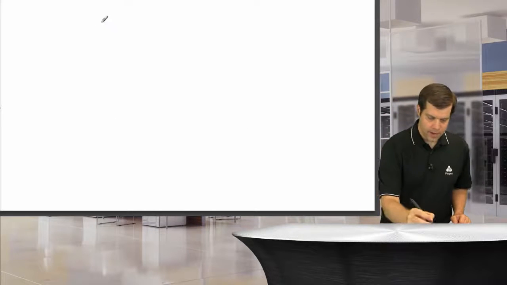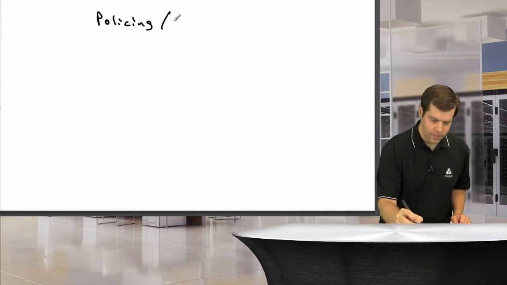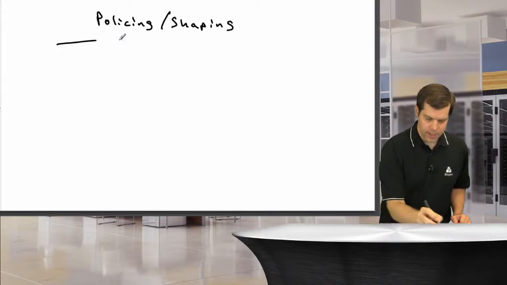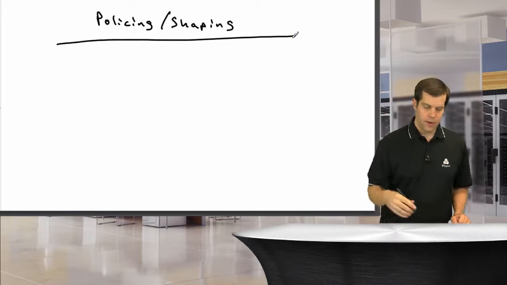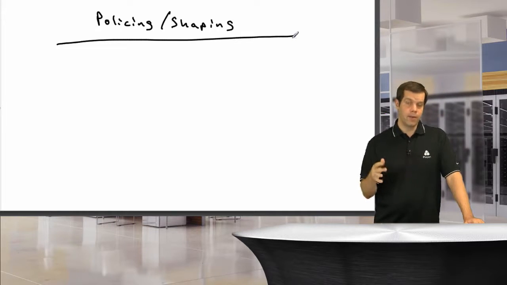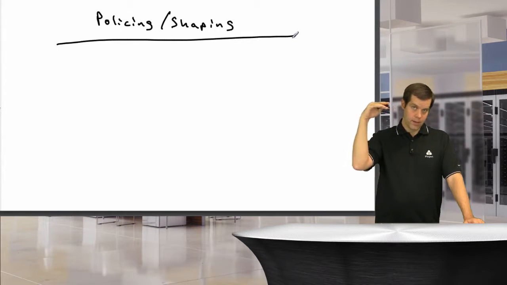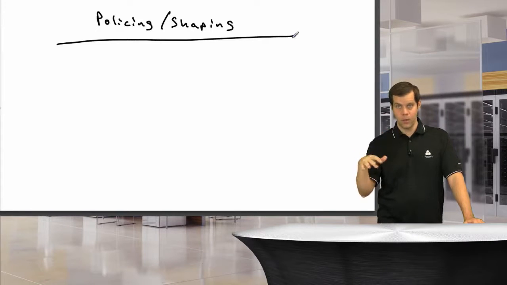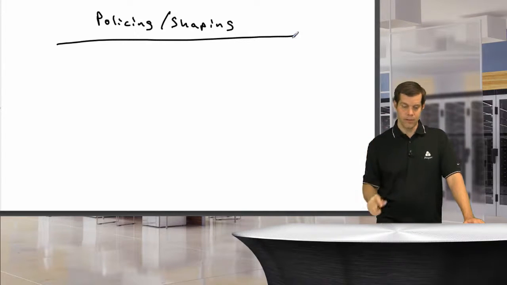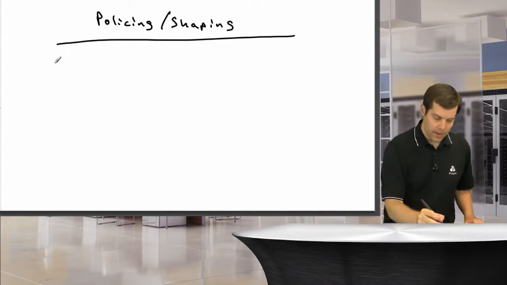A few other things that we'll talk about, policing and shaping. Similar concepts, but just implemented a little bit different. The idea of both of them is to set a limit as to how much traffic can flow, either out a queue or out an interface or whatever it is. And so maybe we have a 1 gigabit interface.